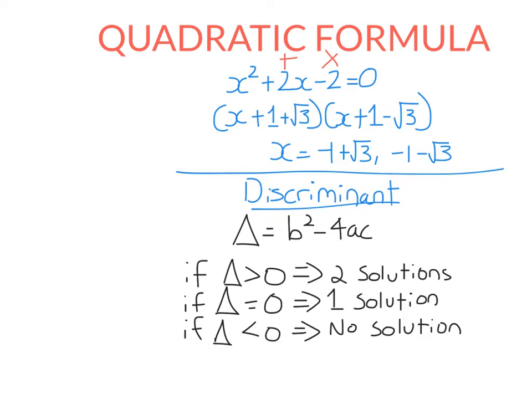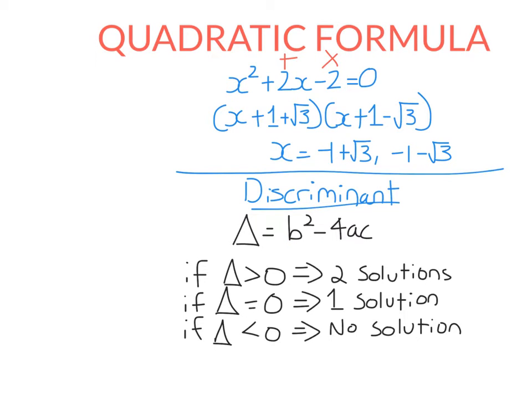The reason is the discriminant tells us how many solutions there will be. If the discriminant's greater than 0, there are two solutions. If the discriminant equals 0, there's one solution. And if the discriminant's less than 0, there are no solutions. So the discriminant of any quadratic is equal to b squared minus 4ac.